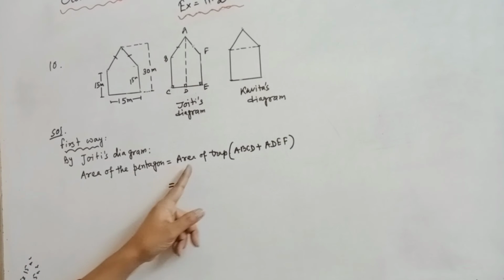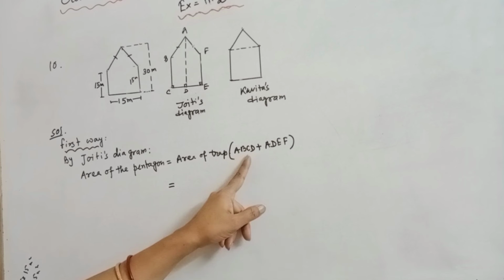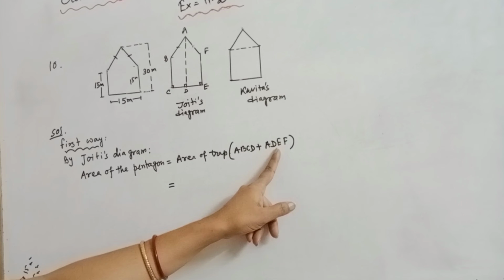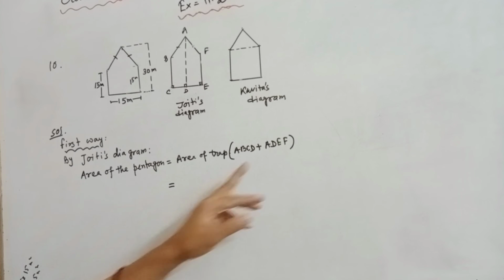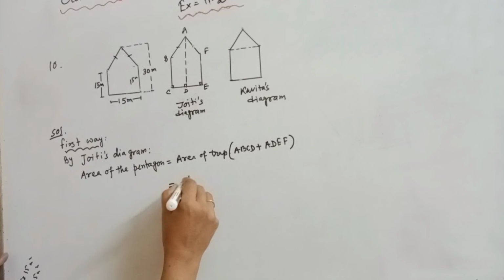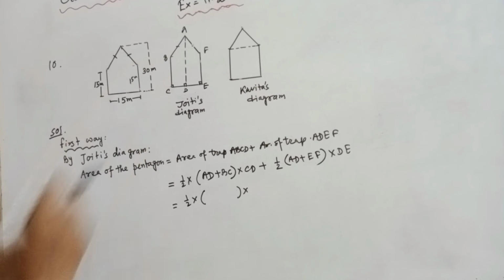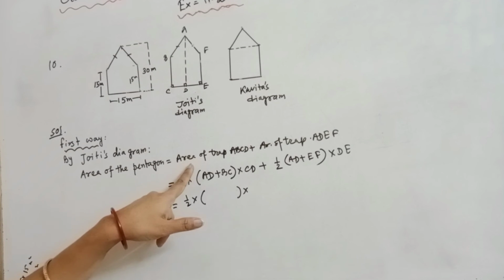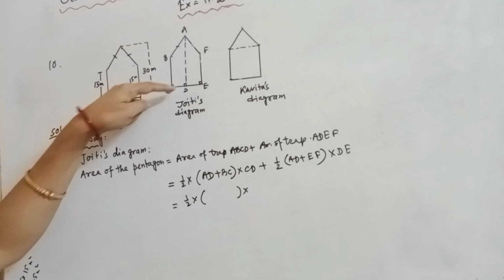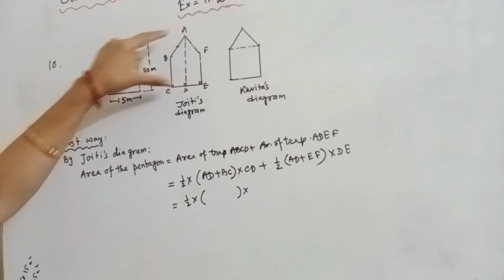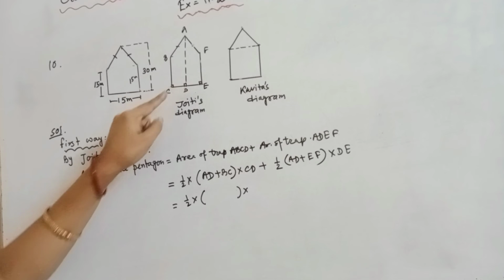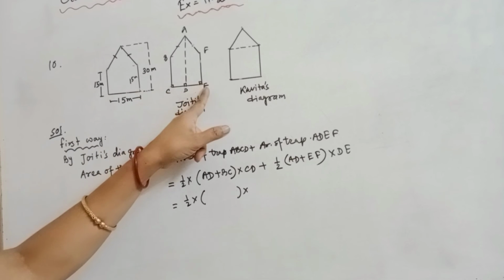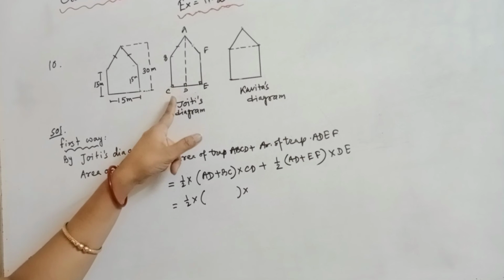Now the area of the pentagon, we can write as area of trapezium ABCD plus area of trapezium ADEF. Area of a trapezium is half into the sum of the two parallel sides into height. Area of trapezium ABCD is half into (AD plus BC) into height CD. If the total CE is 15 meter, then half of it will be 15.